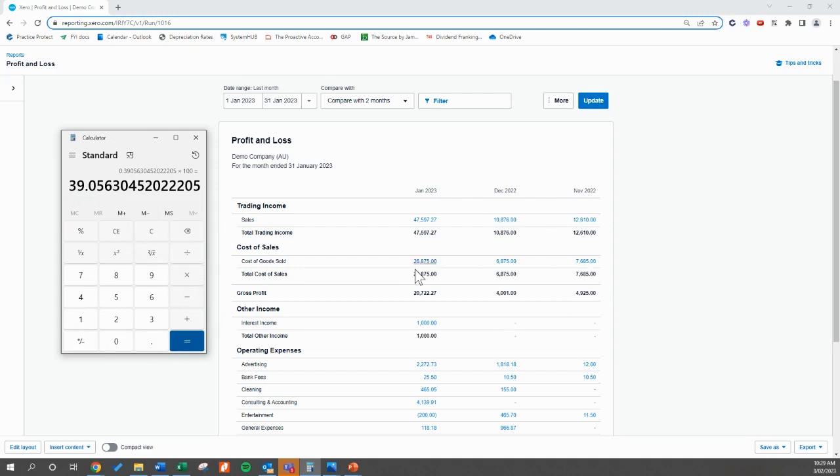And let's just see if it's consistent across the months. So we've got December gross profit divided by our revenue. Again, our last month was 39. It has dropped a little bit down to 36, but it's still quite consistent.